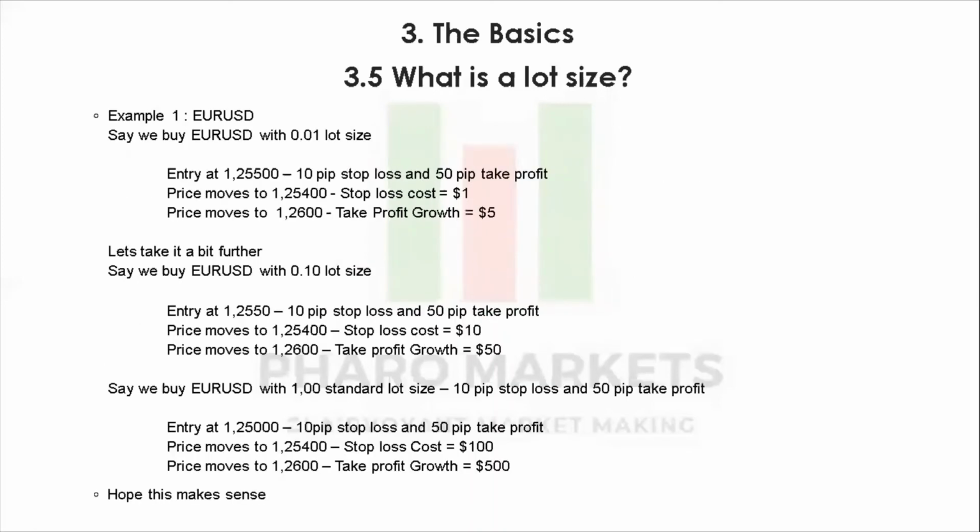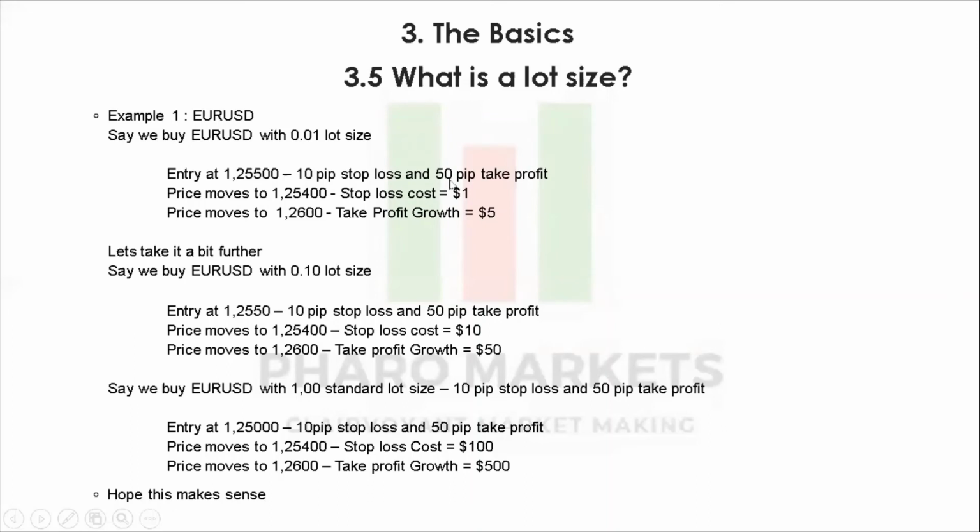So, example one: let's say we're trading Euro USD, and we buy Euro USD with a 0.01 lot size, with the entry at 1.25500, with a 10 pip stop loss and 50 pip take profit. So as you can see, the risk is 1 to 5. I'm risking 10 pips to catch 50 pips.